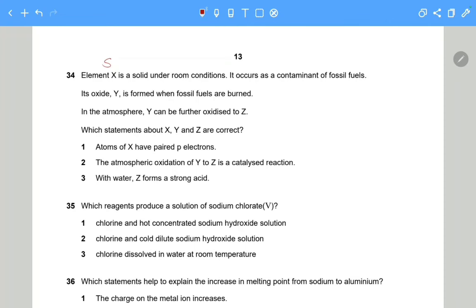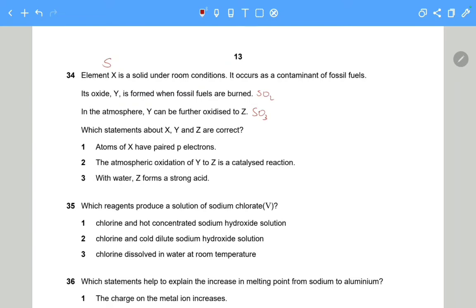Its oxide Y is formed when fossil fuels are burned. Sulfur dioxide, that's correct. Sulfur dioxide is formed when fossil fuels are burned. In the atmosphere, Y can be further oxidized to Z. This further oxidation does happen for SO2, it forms SO3. So this is an educated guess that we have used here. So which statements about X, Y, and Z are correct?